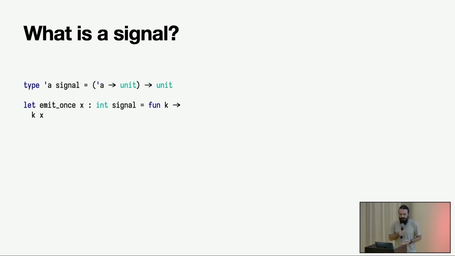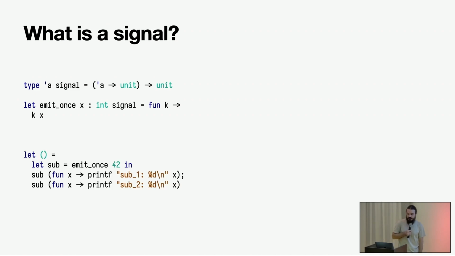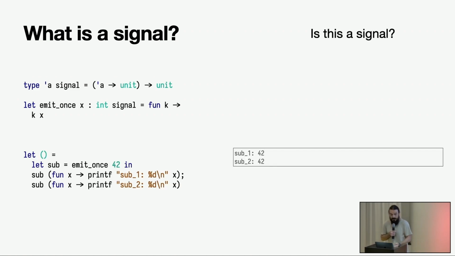So let's define a signal, a value that satisfies that type, like emit once. We get a k, and we just push a value down that k. That's it. So if we then instantiate it and use it, this is what happens. We just get the values. Is this a signal? No. This is just fancy and convoluted function application, really. The only thing we're doing is calling emit once, passing the value to printf, nothing else.